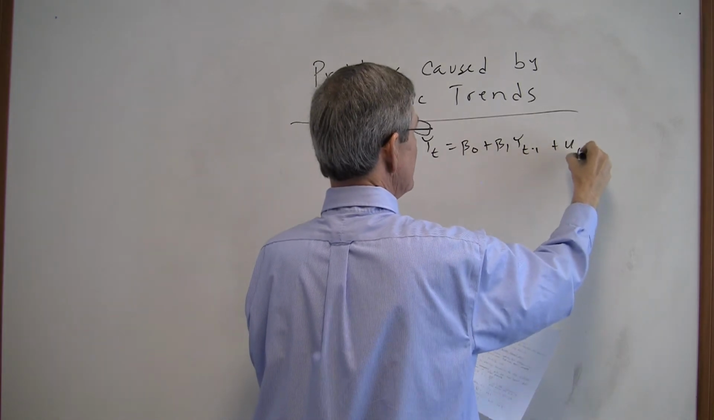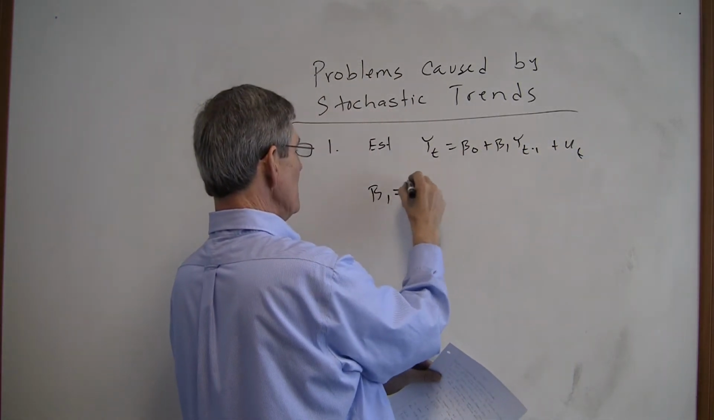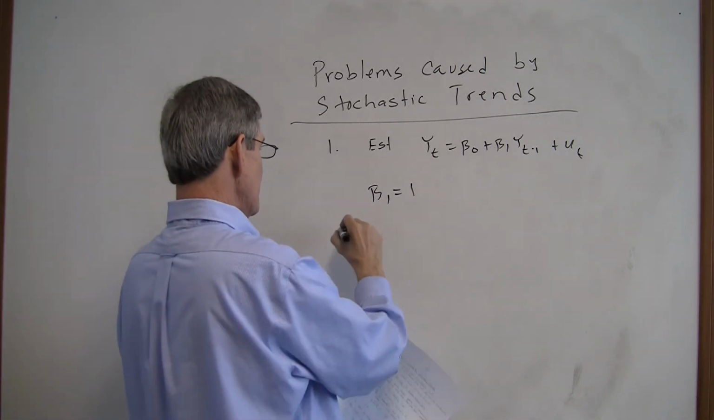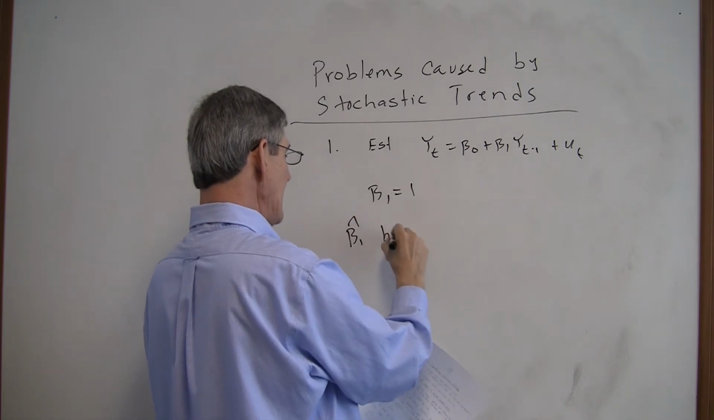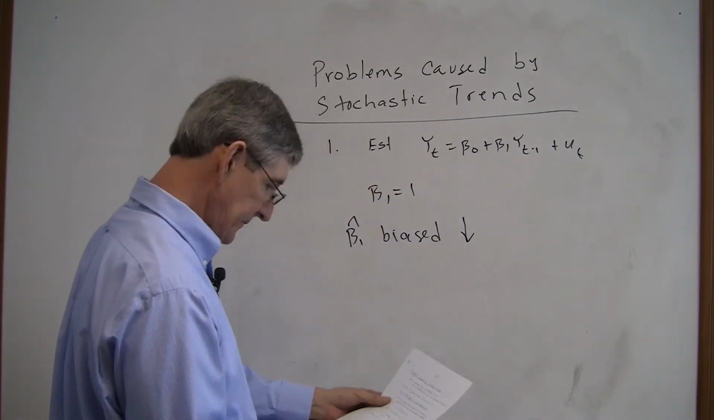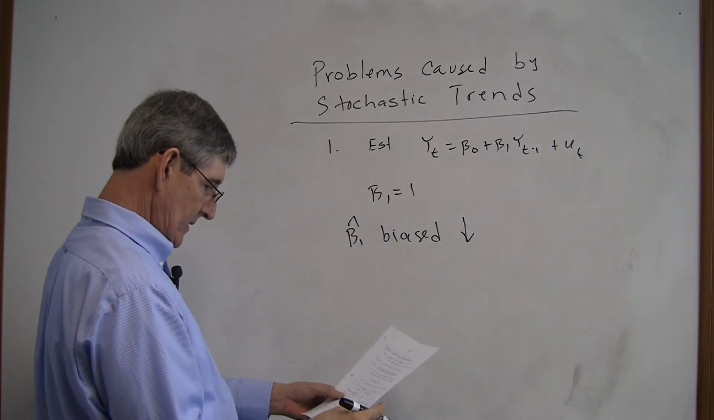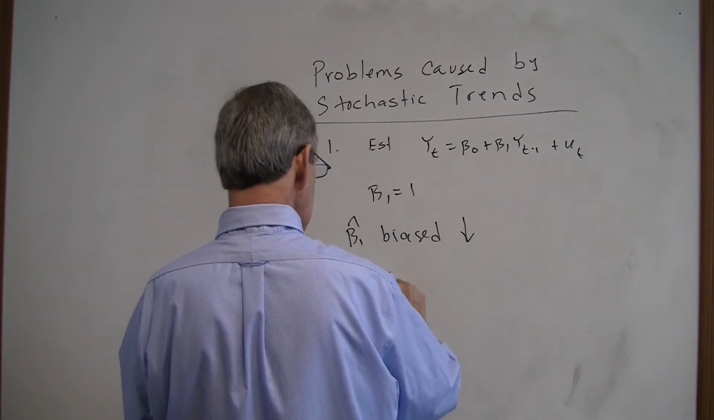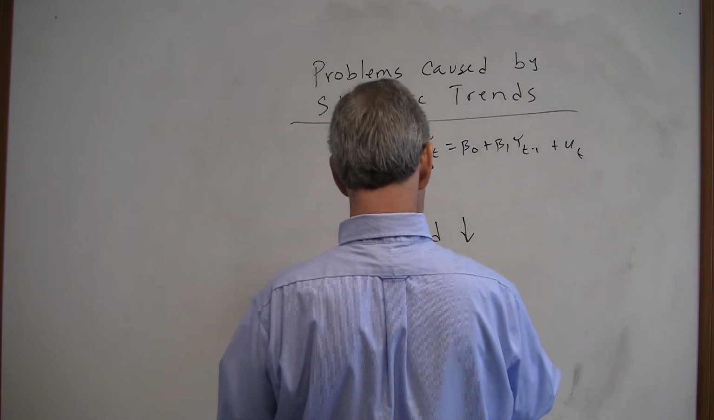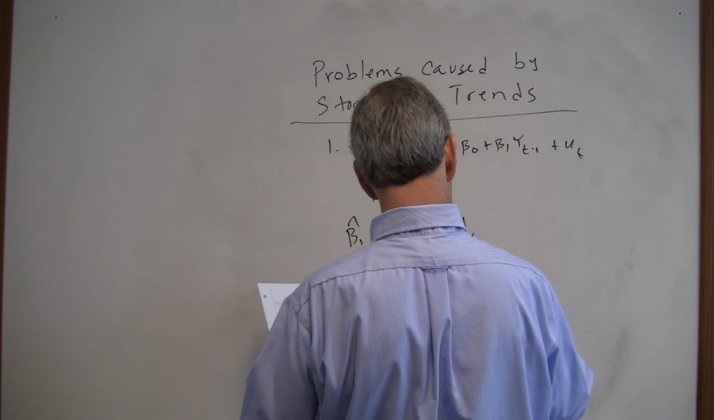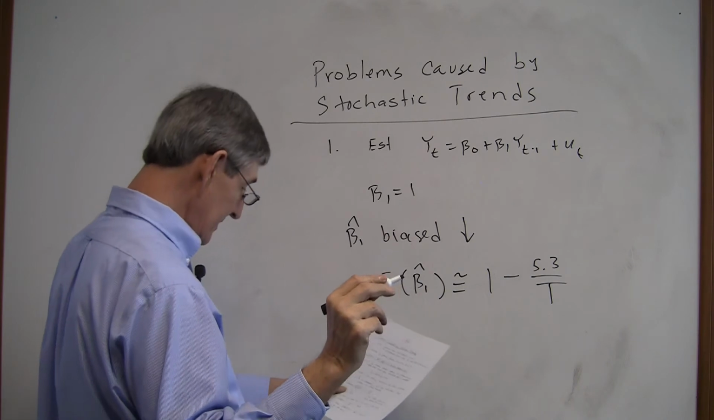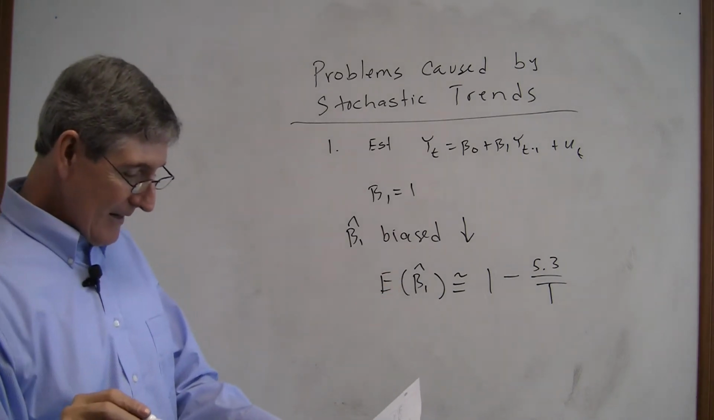yt minus 1 plus ut, and beta 1 equals 1 is the truth. If you estimate this, beta 1 hat will be biased downward. In fact, the expected value of beta 1 hat is approximately equal to 1 minus, I will never ask you this formula because I didn't know it myself off the top of my head. I knew it was biased.